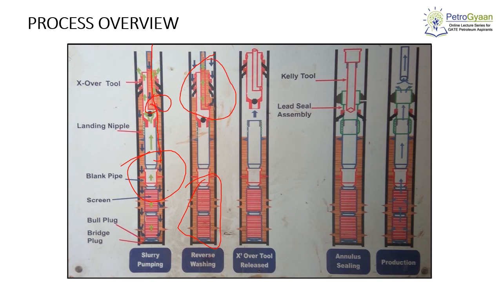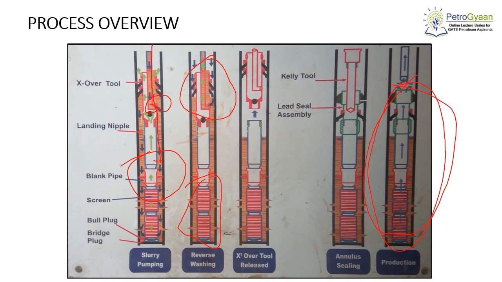In reverse washing, we normally pump brine water or simply water from the annulus, and we retrieve it from the tubing. After reverse washing, it is totally cleaned from the landing nipple portion. So we release the crossover tool, and then we seal the annulus with the help of a lid seal assembly, so that our sand pack completion will remain intact. Now to produce from the sand completion, we lower the tubing and keep it in a hanging position. So this portion now will act as an open hole completion, which is directly our wellbore.